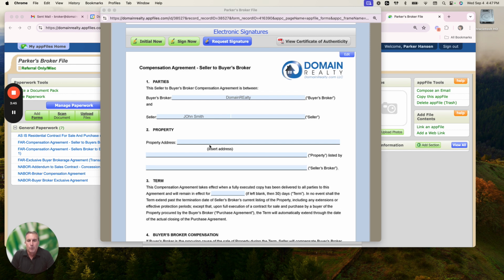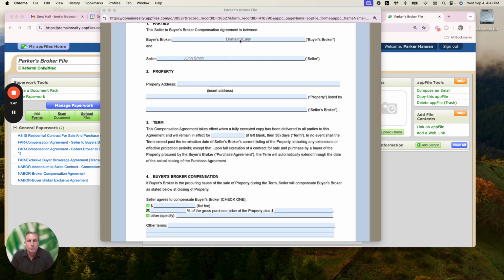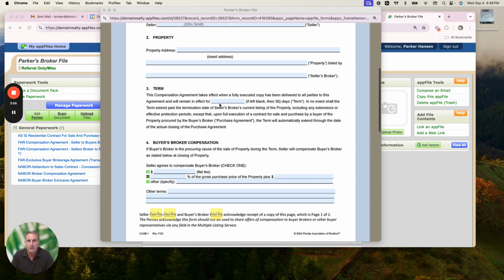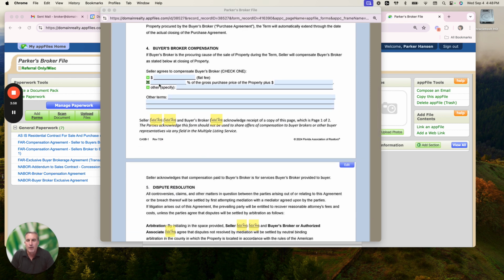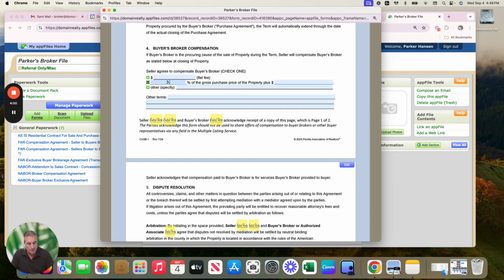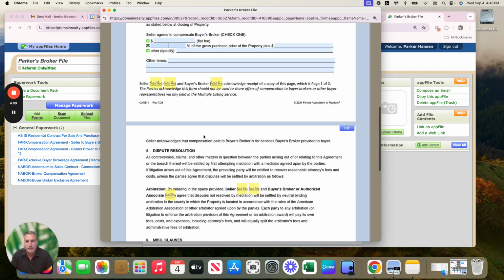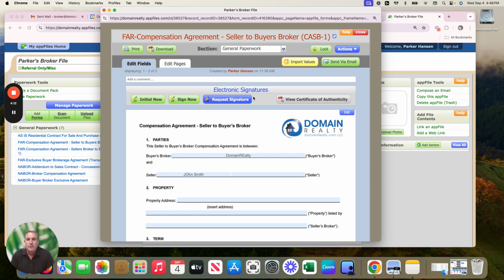The seller to buyer's broker agreement. The buyer's broker is Domain, the seller is whoever owns the property that your buyer is trying to buy, then the property address, and the seller's broker is right down here. You're going to want to put whatever it is that they're offering. If they're offering 3 points or something like that, go ahead and put that in there, and make sure that everybody signs off accordingly. So that is the document that you need to use if the seller is agreeing to pay the buyer's broker directly.